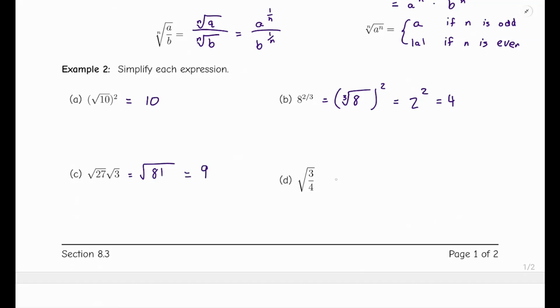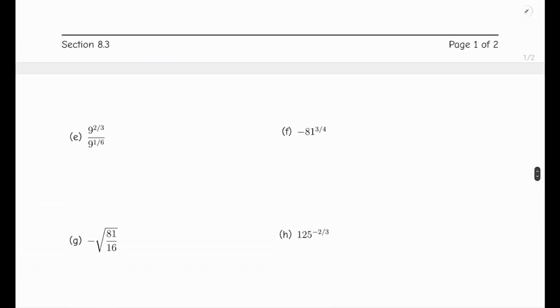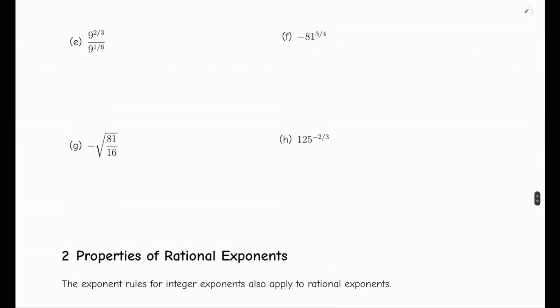The square root of 3/4 becomes the square root of 3 over the square root of 4, which is square root of 3 over 2. 9 to the 2/3 divided by 9 to the 1/6, well, that'll become 9 to the 2/3 minus 1/6, which then becomes 9 to the 3/6, which is 9 to the 1/2, which is the square root of 9, which is 3.